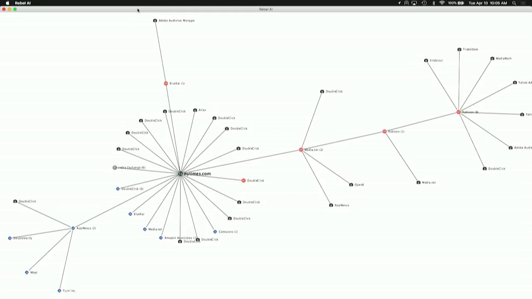So within those orange dots, that's where anything can happen. And unless you're at the top or the root level of the page, you can't really see the transactions that are happening below that.